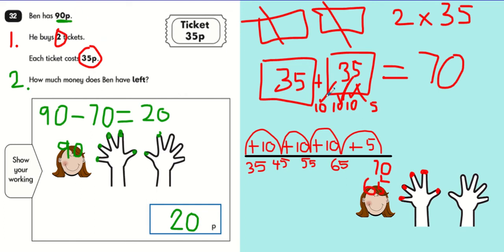So first, we found out how much the tickets were going to cost. And then second, we found out how much money he would have left when he bought his tickets. Okay, let's move on to the next question.